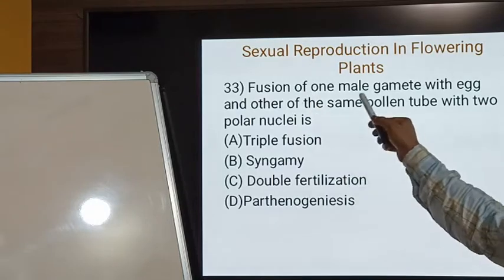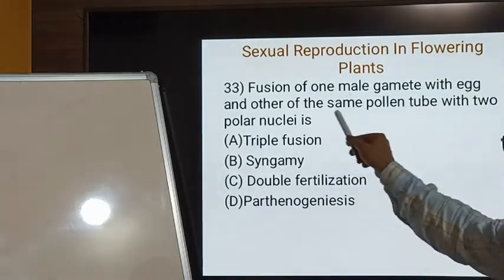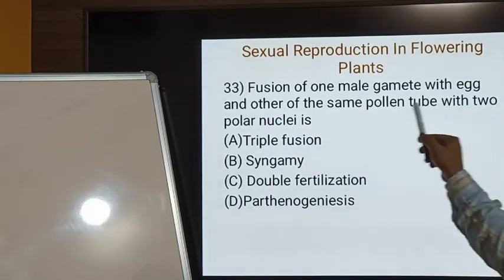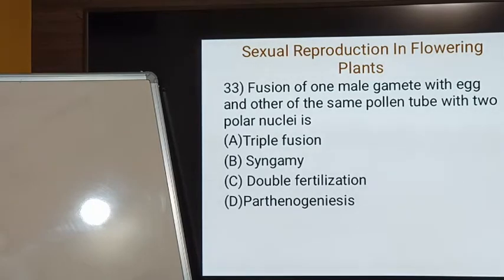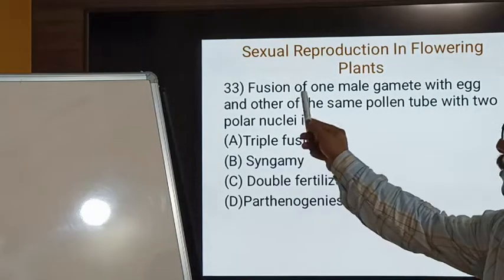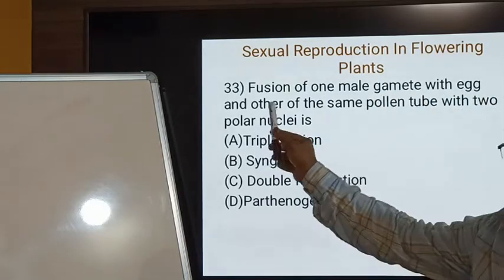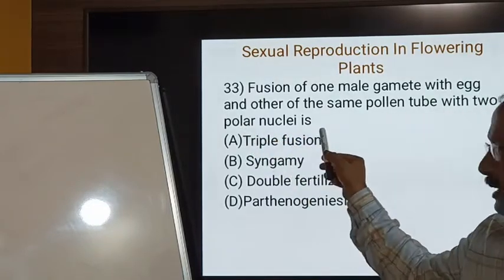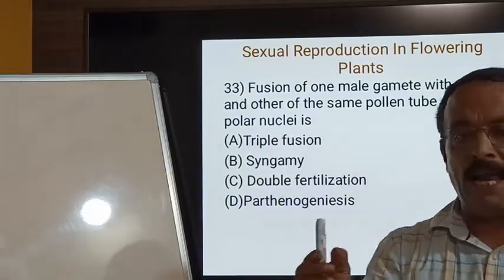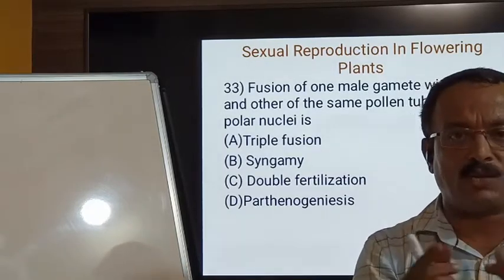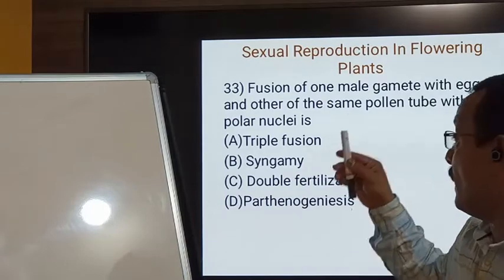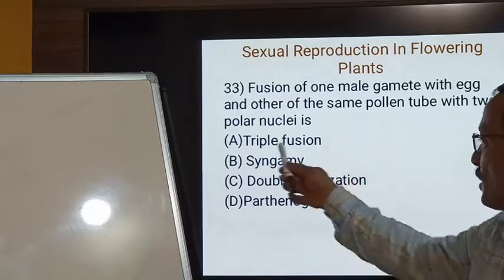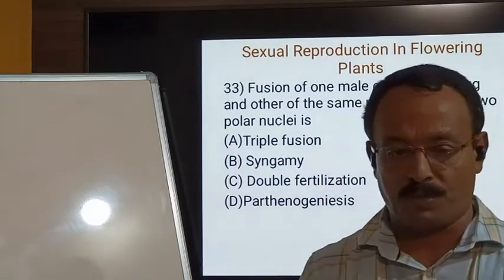Third question. Fusion of one male gamete with the egg and the other male gamete of the same pollen tube with 2 polar nuclei. When a male gamete fuses with the female gamete called egg, it is called syngamy. The second male gamete fuses with 2 haploid polar nuclei, that is called triple fusion. The answer is triple fusion. Next question.